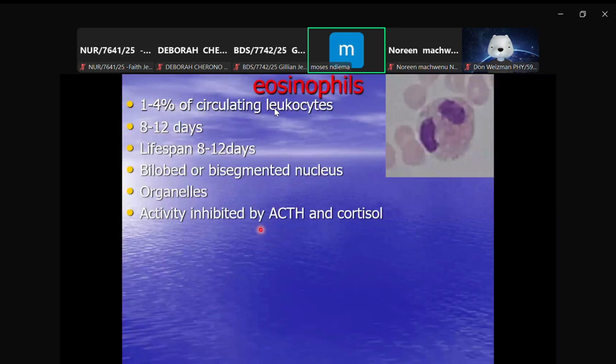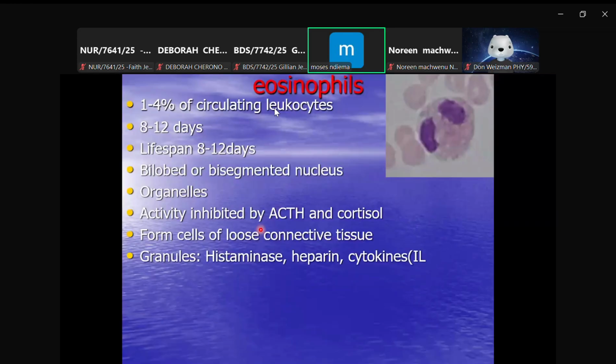We'll be looking at the others later on. This is just at a high magnification, one of those you are seeing, to demonstrate the Barr body. The Barr body here. So these are a blood smear.